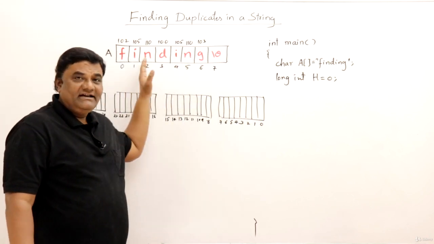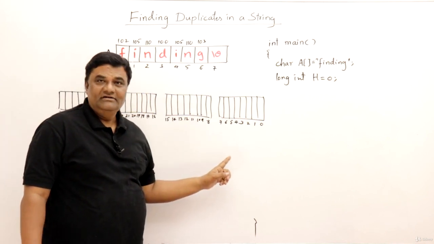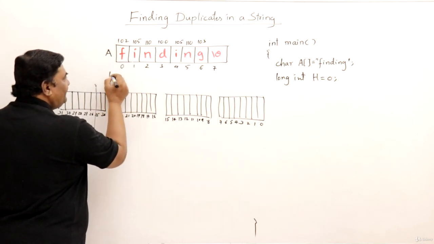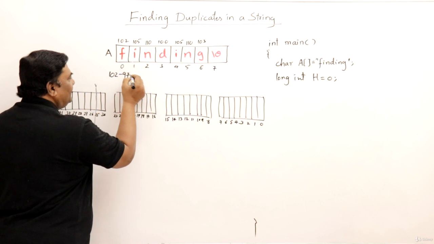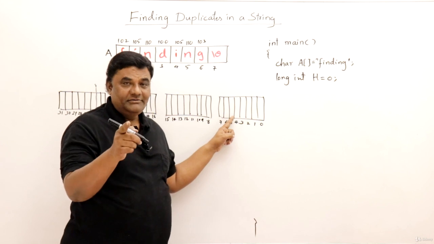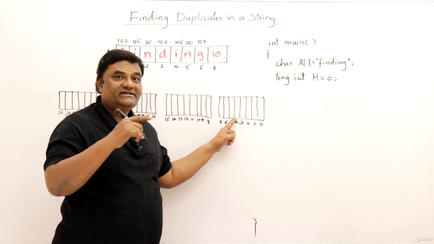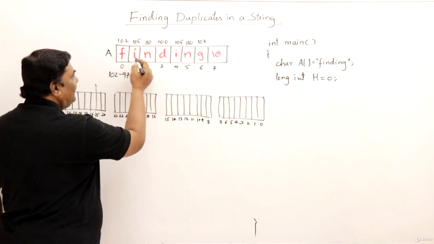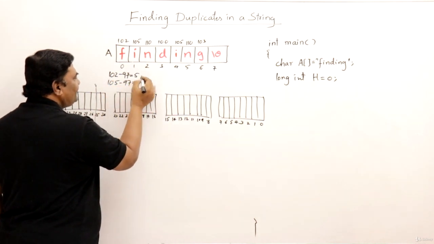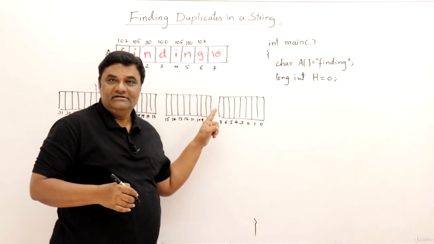Now I will use this for finding duplicates. I will scan through the string, and for every alphabet I will set the bit on here. The ASCII code of f is 102, so from 102 we subtract 97 and we get 5. So we set the 5th bit on. You remember in hashing we did the same thing, incrementing at the 5th index, but now we set the 5th bit on. For i, it is 105. So 105 minus 97 gives 8, so we set the 8th bit on.